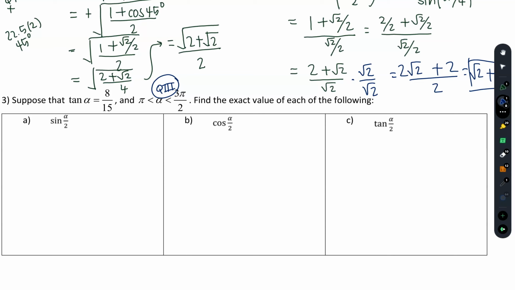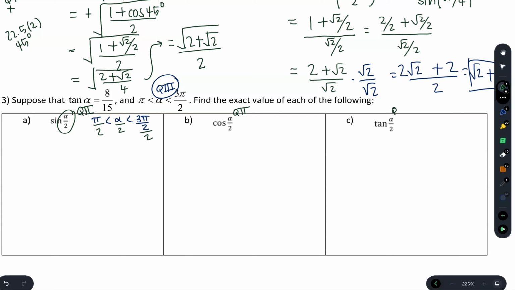Where does alpha over 2 lie? I know that alpha lies in quadrant 3, right? So I'm going to divide all of these things by 2. Divide by 2, divide by 2, and divide by 2. So alpha over 2 is going to be in quadrant 2. So quadrant 2. Okay. So that's super duper important.